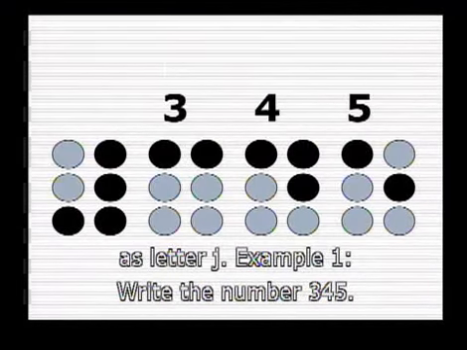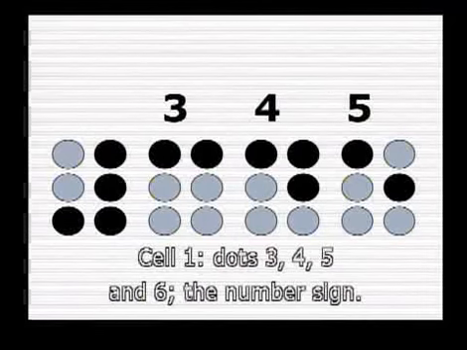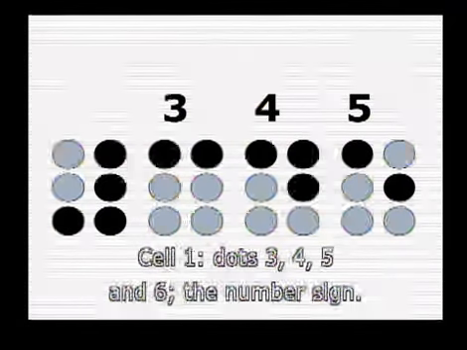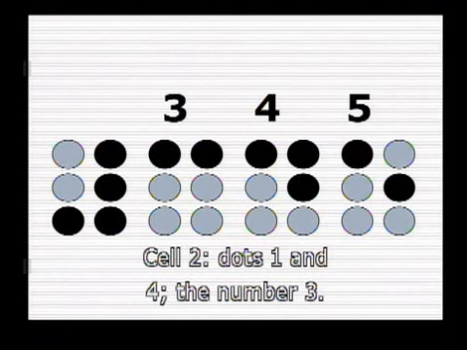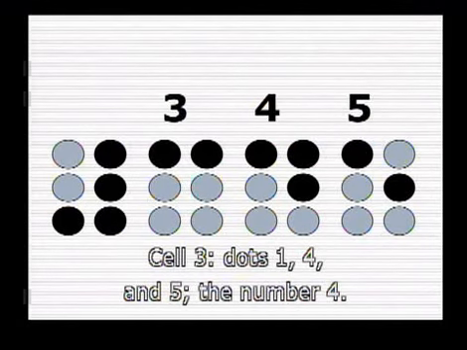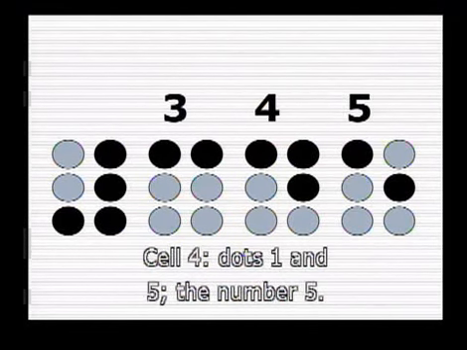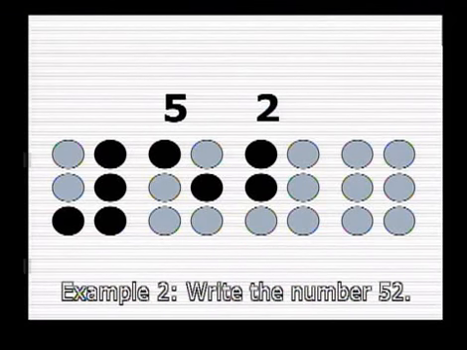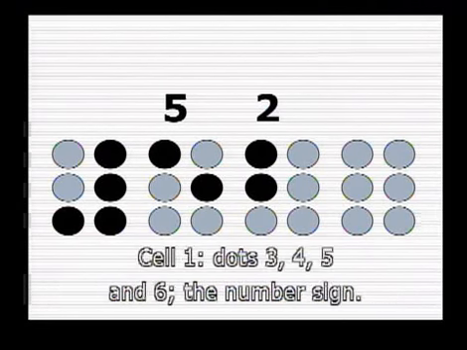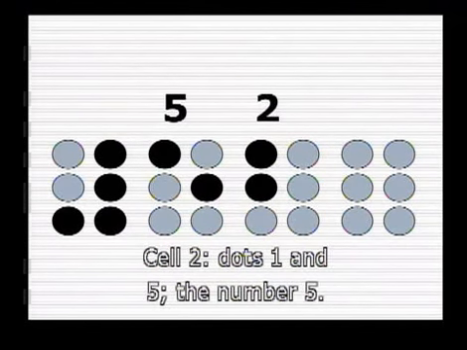Example 1. Write the number 345. Cell 1, dots 3, 4, 5, and 6, the number sign. Cell 2, dots 1 and 4, the number 3. Cell 3, dots 1, 4, and 5, the number 4. Cell 4, dots 1 and 5, the number 5. Example 2. Write the number 52. Cell 1, dots 3, 4, 5, and 6, the number sign. Cell 2, dots 1 and 5, the number 5. Cell 3, dots 1 and 2, the number 2.